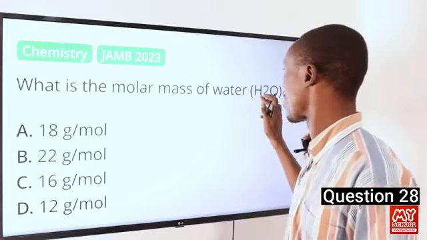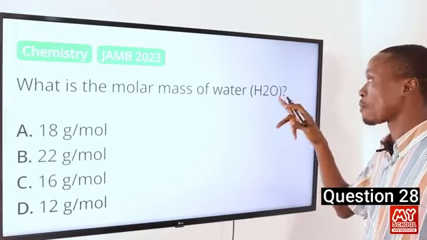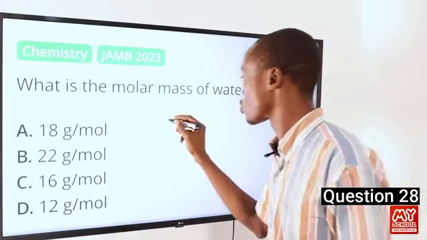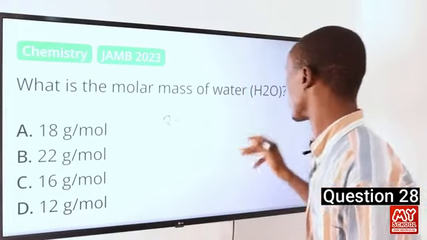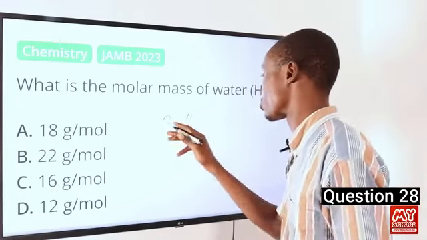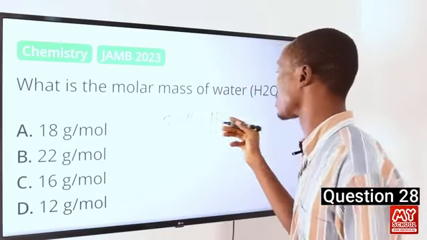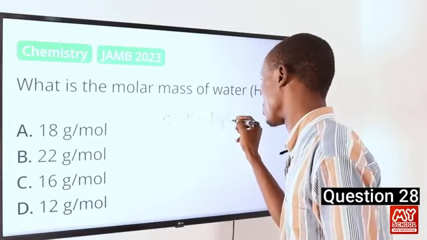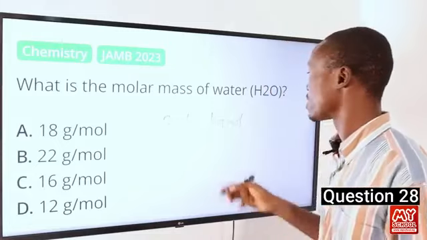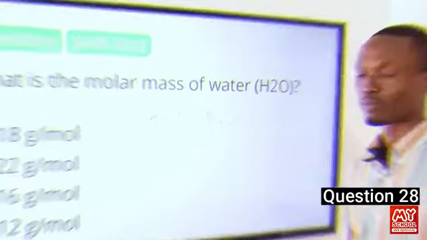So atomic mass of hydrogen is 1, but we have 2 hydrogen atoms here, so multiply that by 2. That will give us 2. Then plus the atomic mass of oxygen, which is 16. If we add these together, that will give us 18. The unit of molar mass is grams per mole, so that will give us 18 grams per mole. So option A is the correct option.